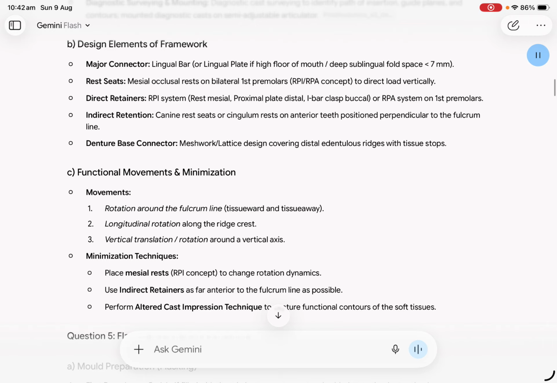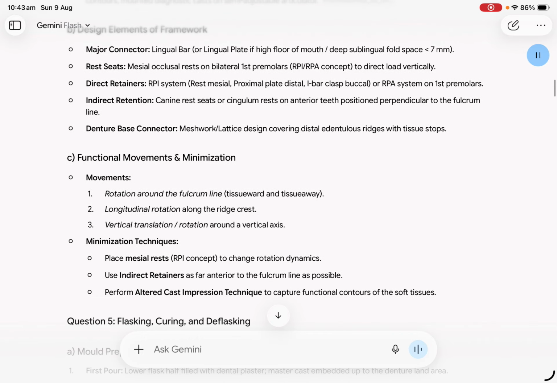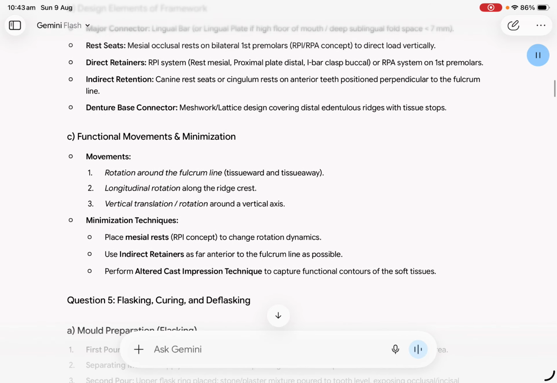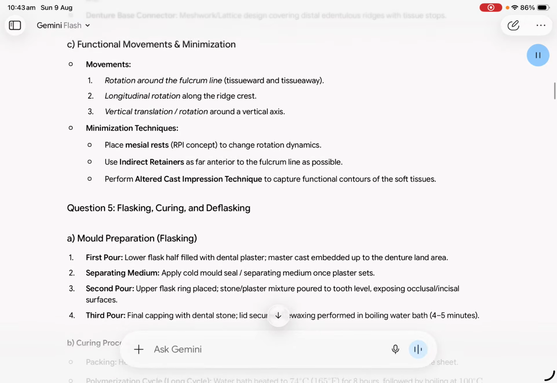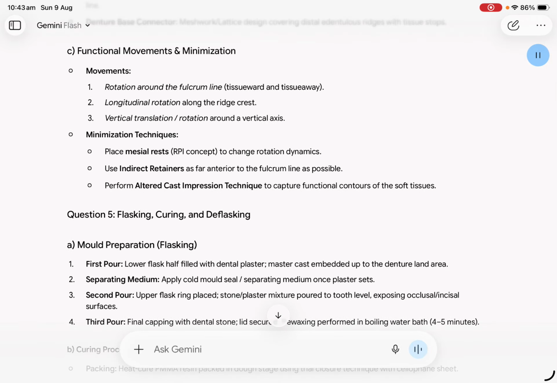C. Functional movements and minimization. Movements. 1. Rotation around the fulcrum line, tissueward and tissue away. 2. Longitudinal rotation along the ridge crest. 3. Vertical translation/rotation around a vertical axis.